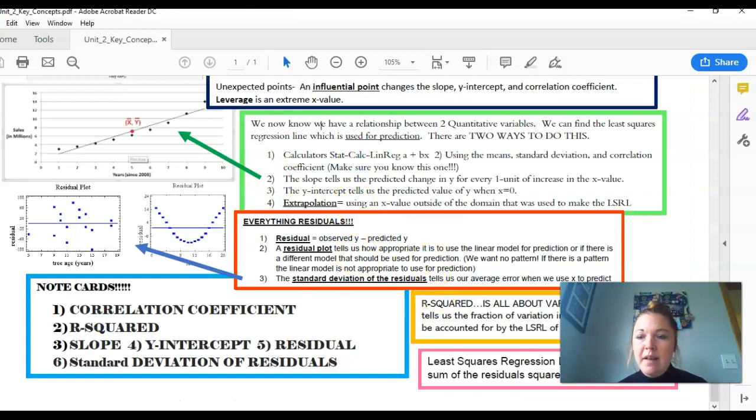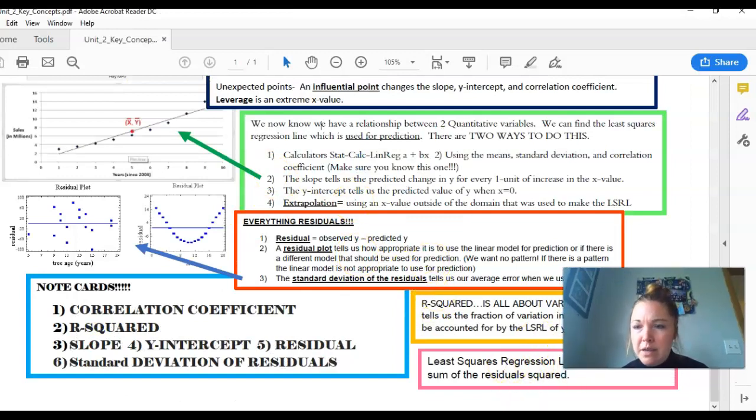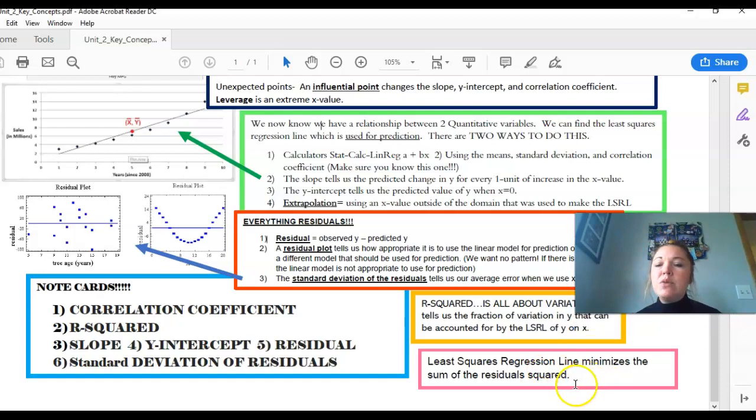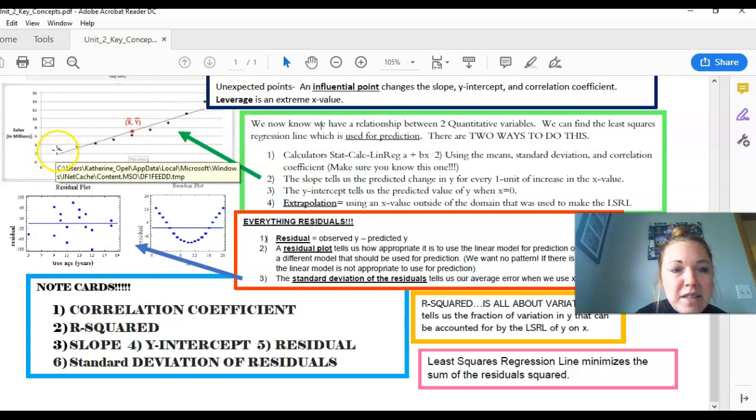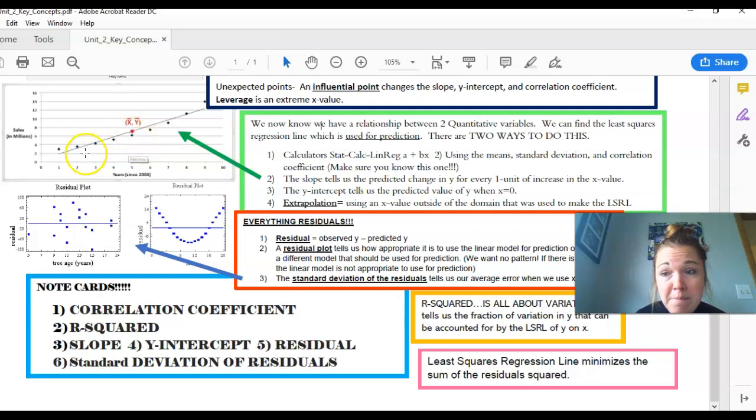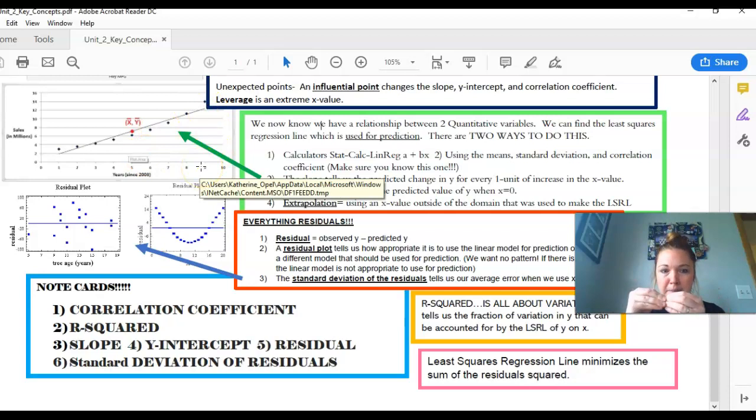Hanging in there. Make sure you know, and I don't know if you can see it right now based off the video feed there, that the least squares regression line minimizes the sum of the residuals squared. So how did this line come to be? The calculator is taking all of these different residuals here. They're squaring them, they're adding them up, and they want the smallest one possible. So if I would move this line right here instead, those residuals are going to be much bigger, which would not minimize that sum.